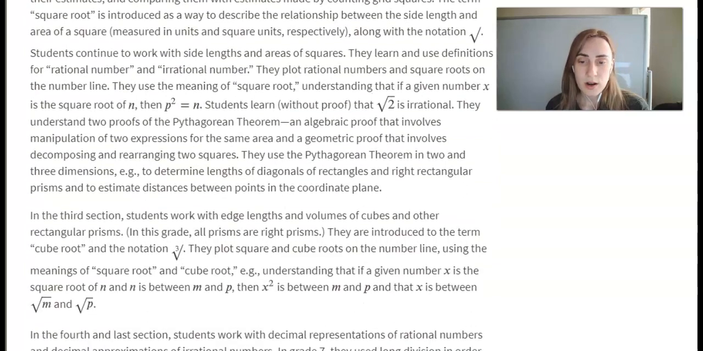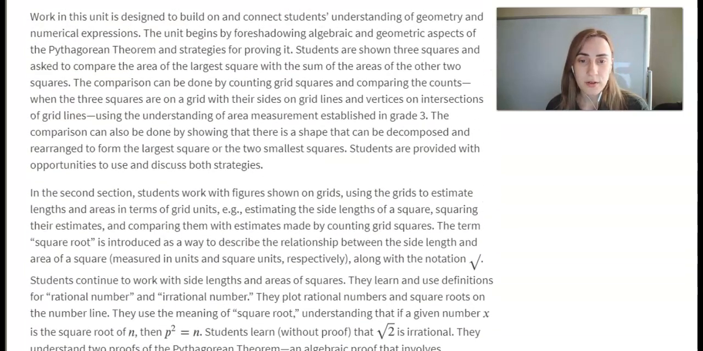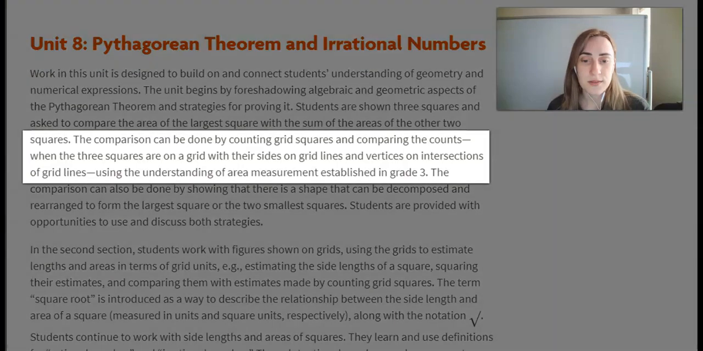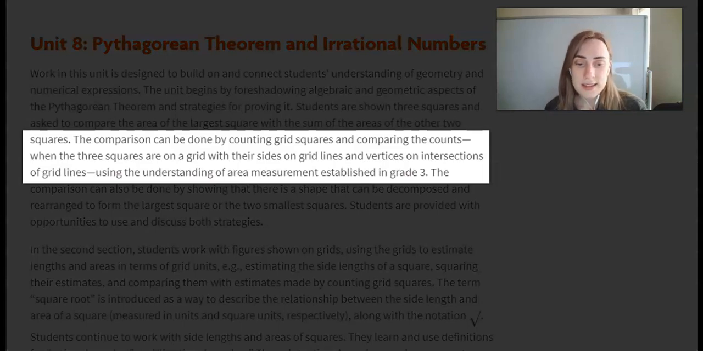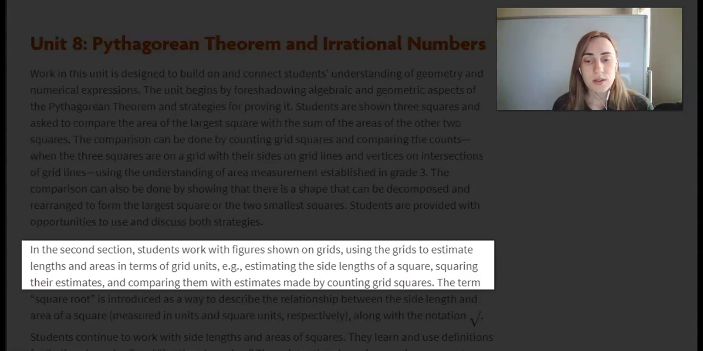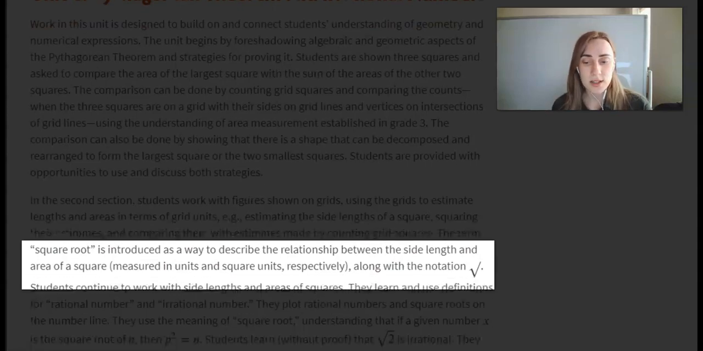It splits our work into sections. So they talk about in the first section, students are going to be kind of thinking about area in terms of tiling. And then in the second section, students are going to work with figures shown on grids and use the grids to estimate the lengths and area in terms of grid units. So continuing some of that work from the previous section.